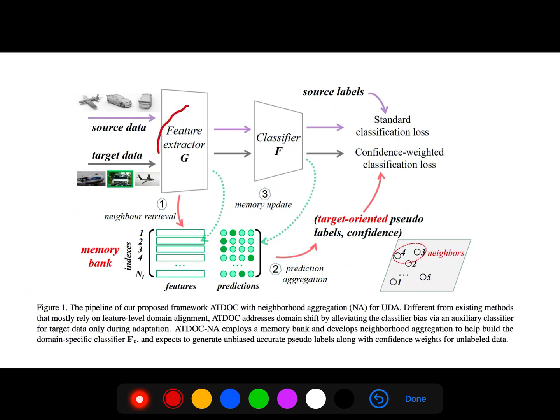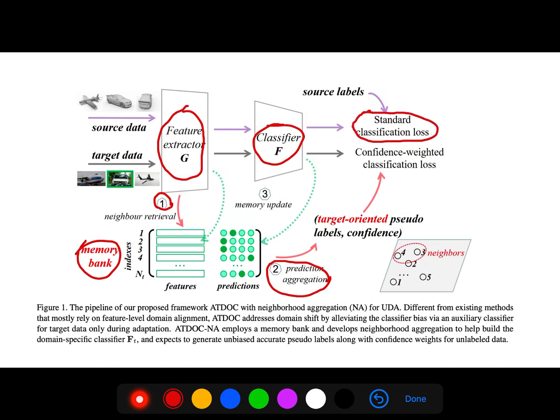So we have a feature extractor G, and we have a classifier. First we do neighborhood retrieval, and then we have our memory bank. Then we have prediction aggregation to get the target-oriented pseudo-labels, also confidence, and then we can use it for a confidence-weighted classification loss, because it's not just a simple classifier. It's a confidence-weighted classification loss, and you have the standard classification loss as well.